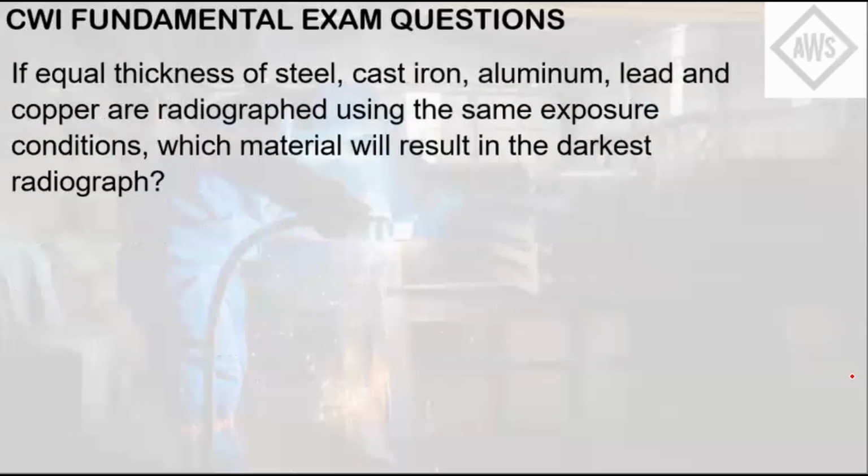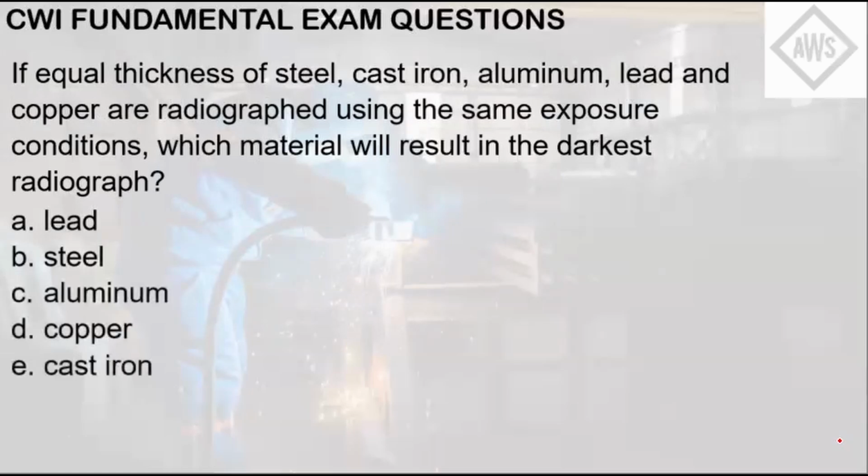If equal thickness of steel, cast iron, aluminum, lead, and copper are radiographed using the same exposure conditions, which material will result in the darkest radiograph? Letter A, lead. Letter B, steel. Letter C, aluminum. Letter D, copper. Letter E, cast iron.